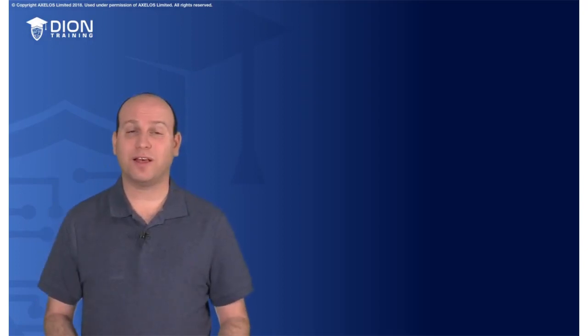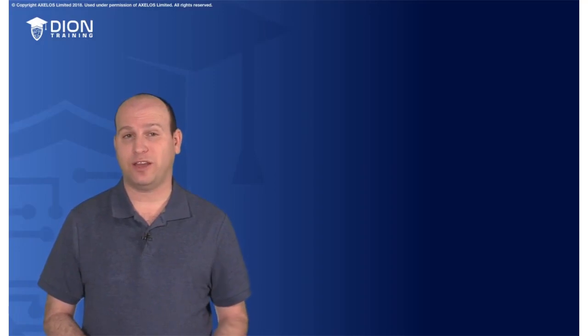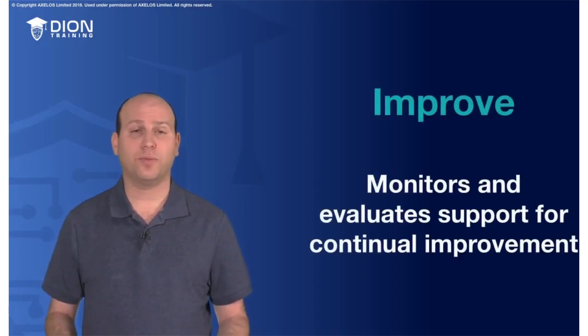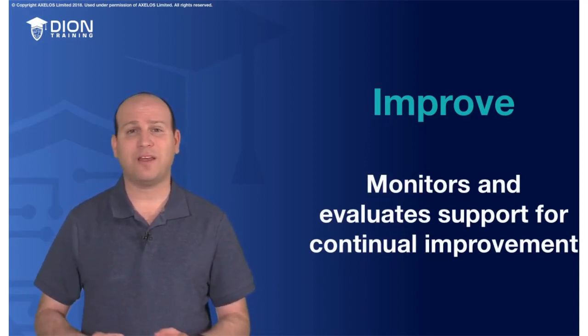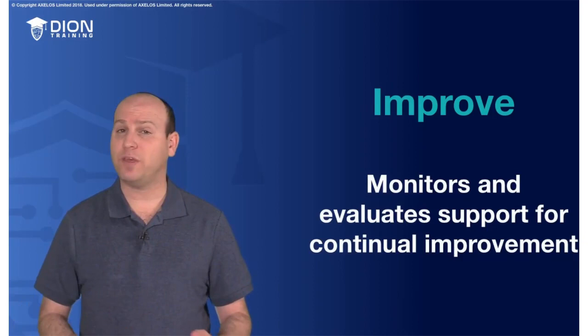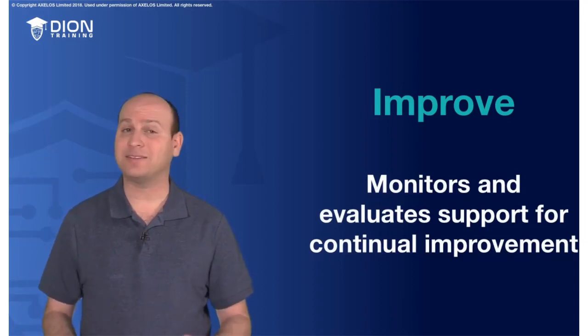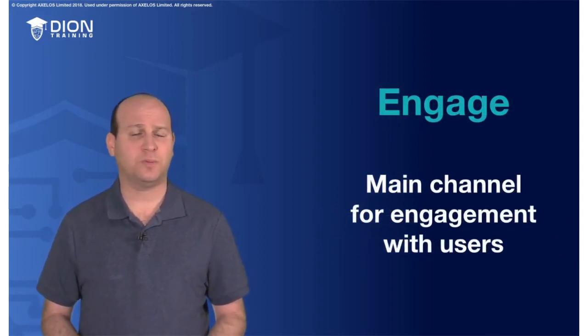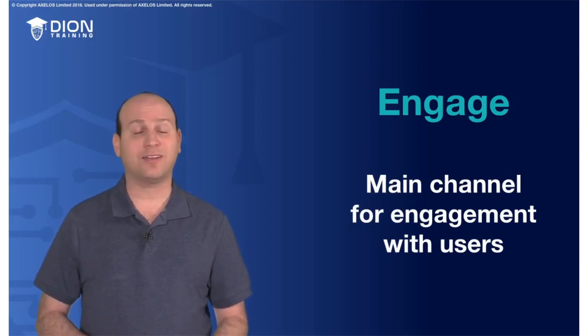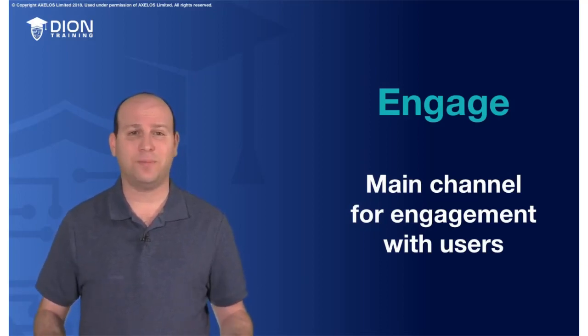Now, to finish up this lesson, let's talk about how the support desk integrates with the value chain activities. First, improve. The service desk activities are constantly monitoring and evaluating support for continual improvement, alignment, and value creation. They're going to get feedback from users, collect that, and pass that to the continual improvement process or practice. When we talk about engage, the service desk is there as our main channel for tactical and operational engagement with users. They're the ones contacting and talking with the users on a daily basis.